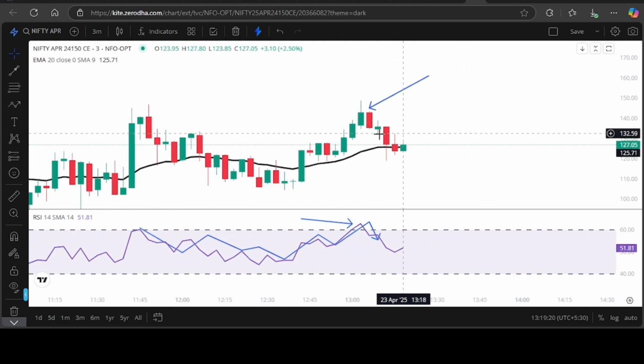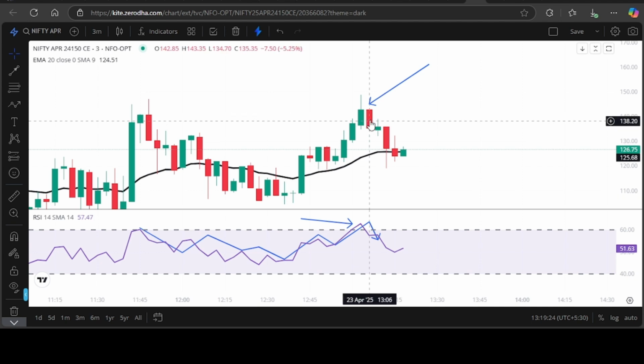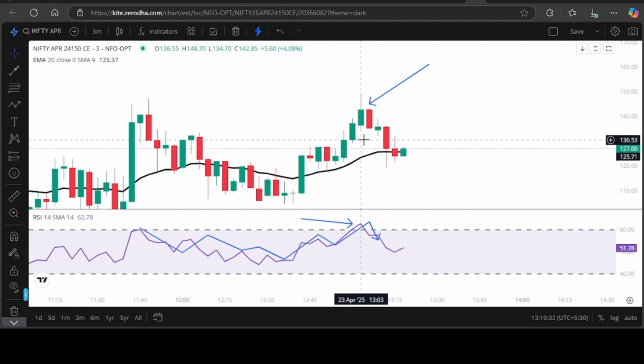And the candle here is also very beautiful. What we expect usually, the body of the candle should be the biggest. The upper and the lower wick should almost be of the same size, and here it is exactly of the same size.